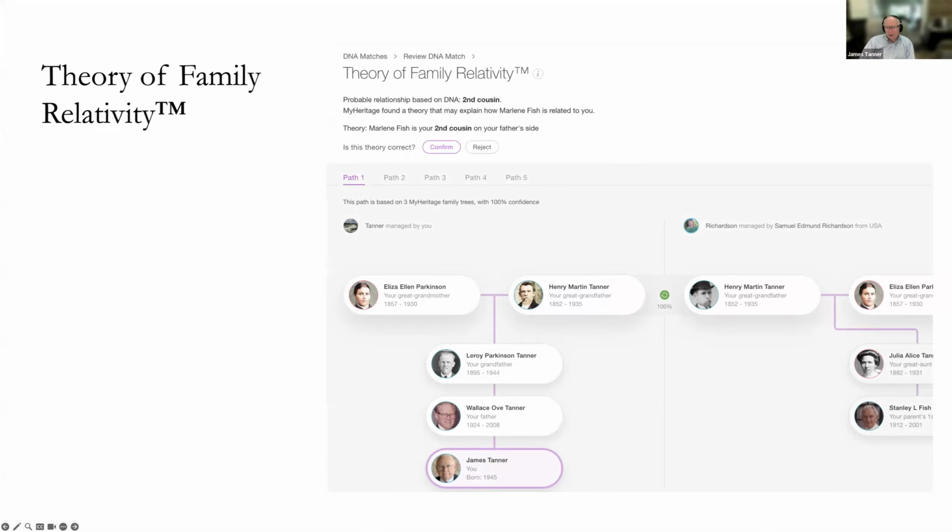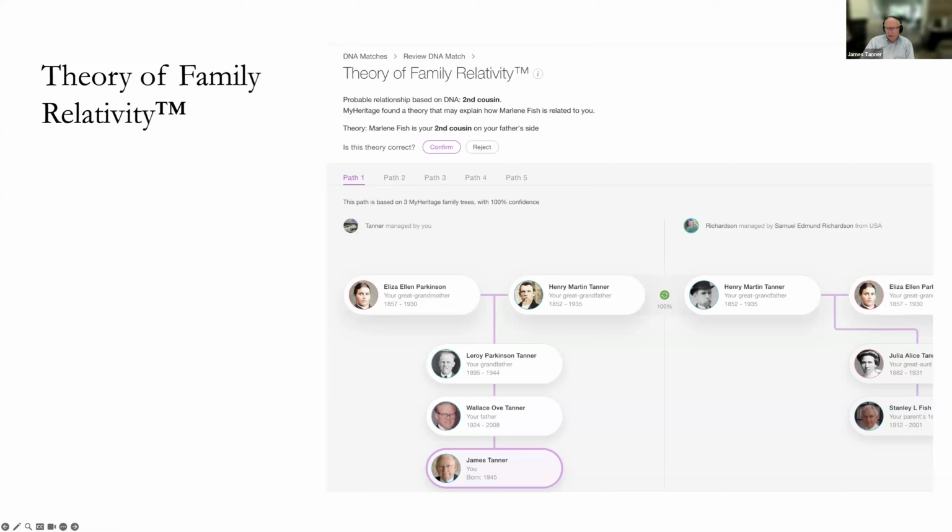So once you get a sufficient amount of information into the family tree, then MyHeritage will come back and suggest these Theory of Family Relativity issues to you. What you have here is me, and then there's another relative that I've cut off because they're still a living person. I've tried to block out anyone who might be alive in this presentation other than myself. In this case, it shows me going back to my great-grandfather.